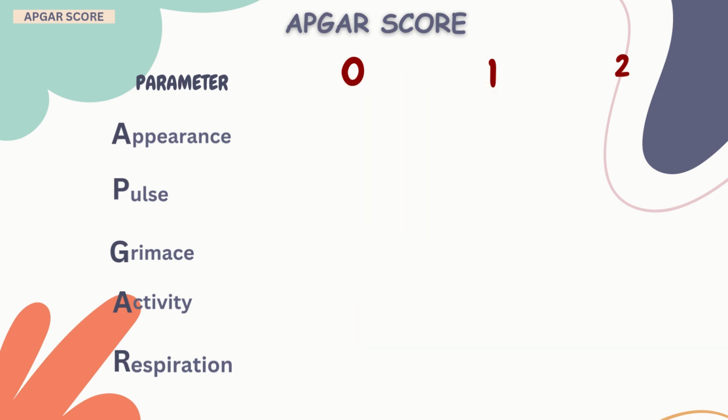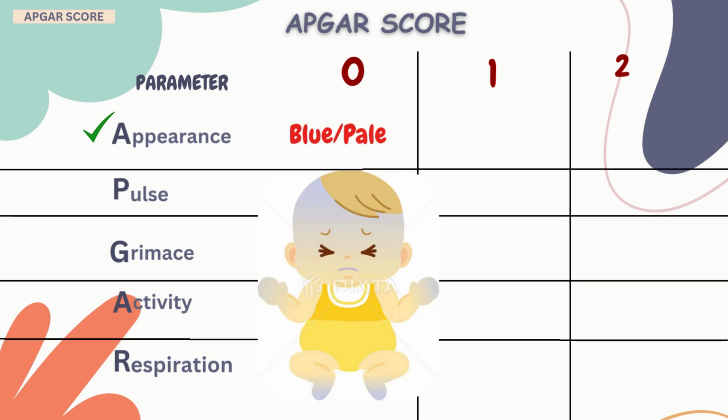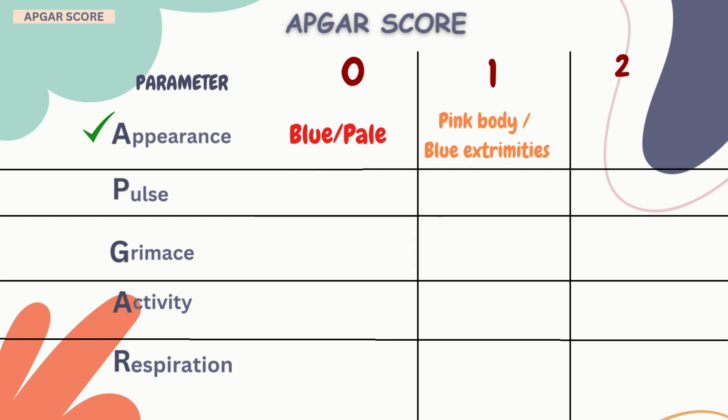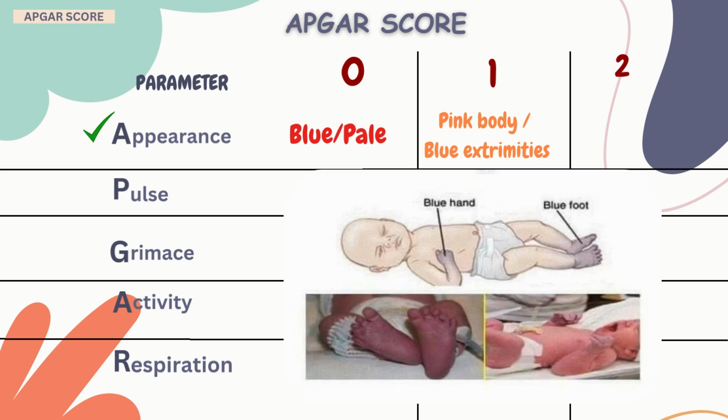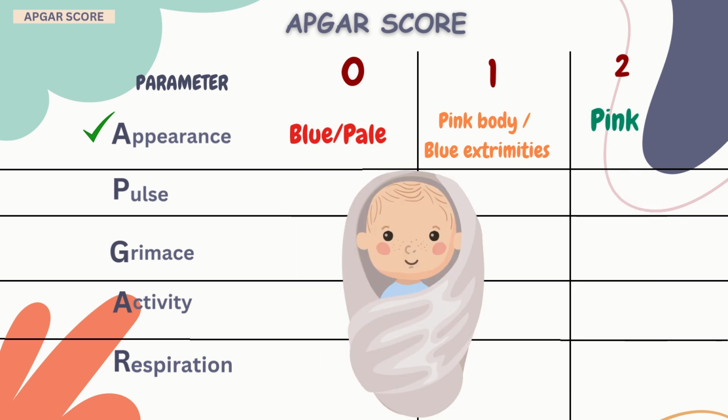The first parameter is color or appearance. If the neonate is pale or blue, the score given will be 0. If the infant is pink but the extremities are blue, the condition, otherwise also known as acrocyanosis, the score for color given is 1. If the neonate is entirely pink, the score given will be 2.